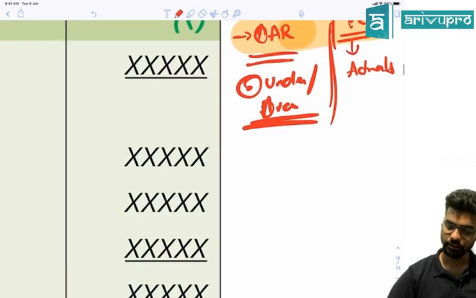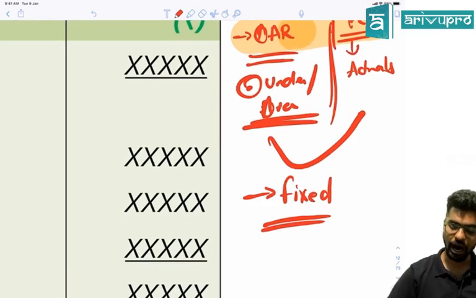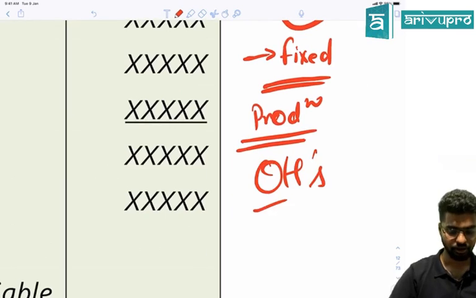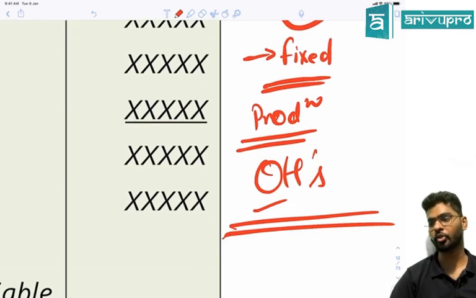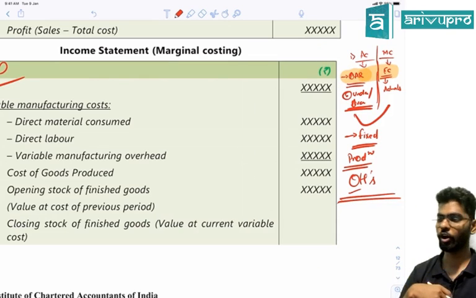Second point is these overheads, that is these fixed overheads, are considered only for the production overheads. Are you clear? Are you all clear?